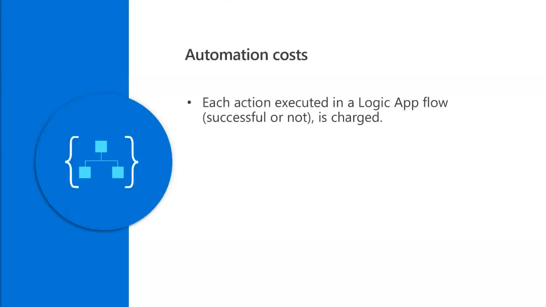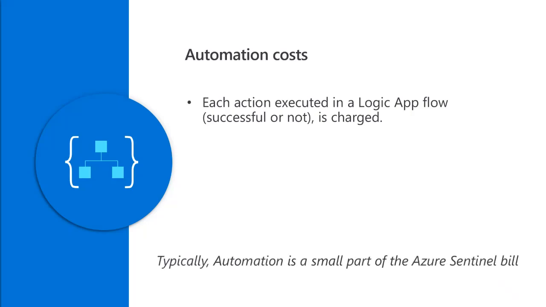Automation. So automation is based on logic apps and is billed on the basis of each action executed in a logical flow, whether that action is successful or not. However, this tends to be one of the smallest costs in your Azure Sentinel bill, and in many cases, you probably won't even notice it.